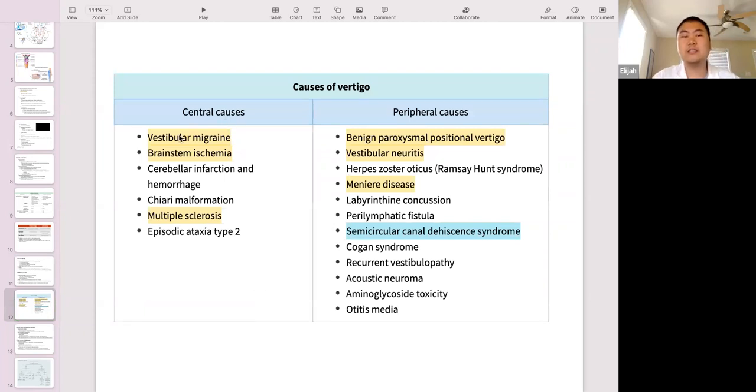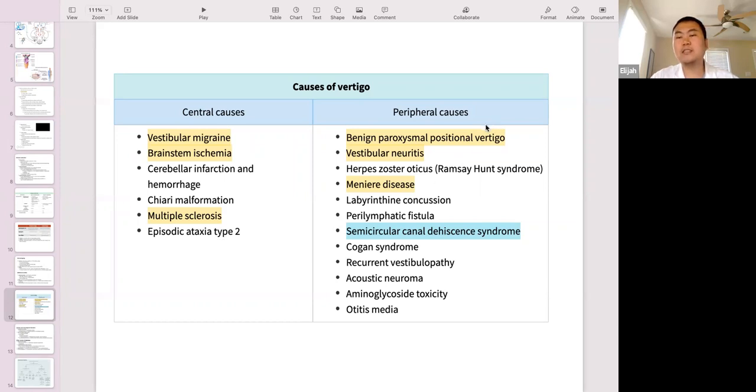The central causes: the vestibular migraine, so it must fulfill all the criteria of the migraine. And the brain ischemia, cerebellum infarction and hemorrhage, Chiari malformation, multiple sclerosis. You can see the optic neuritis and all these demyelination symptoms, episodic ataxia type 2.